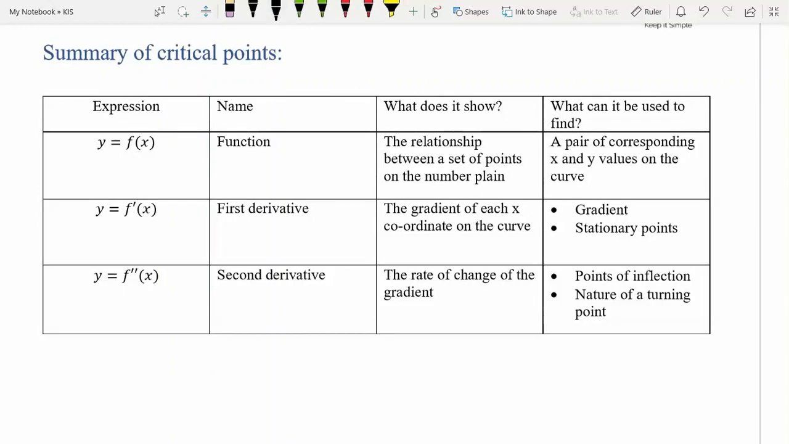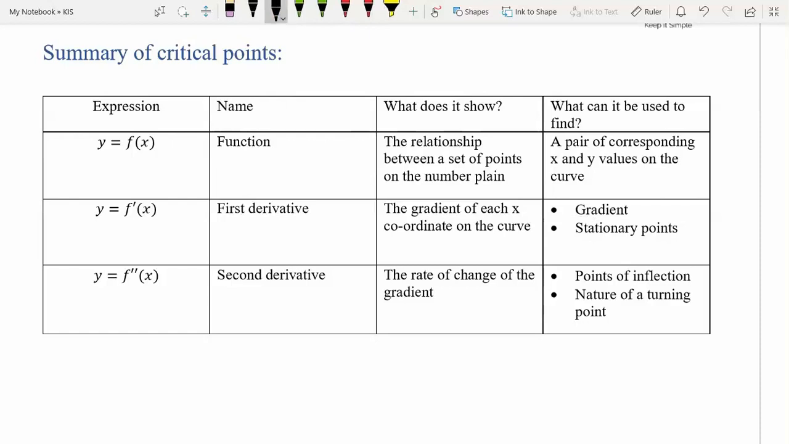And what can it be used to find? It's used to find a pair of corresponding x and y values on the curve. That's all we really use the function value for. And that's all it needs to do, right? The y equals f of x value, that's all it needs to actually do. When we have y equals f dash x, this is known as the first derivative, as we've spoken about, and it gives us the gradient at each x coordinate on the curve. So the corresponding x coordinate on the curve will have the gradient of this. And we can use it to find gradient and stationary points, right?